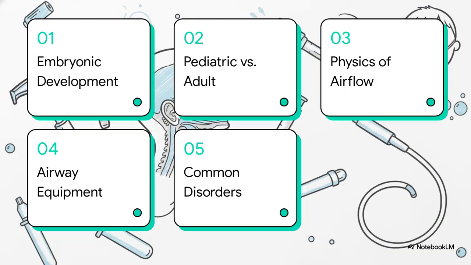So, here's our game plan. We're going to start at the very beginning, how the airway even forms. Then, we'll get into the nitty-gritty comparisons between kids and adults, understand the physics that makes every millimeter count, cover the essential gear, and wrap up with the common problems you will definitely see on the exam.